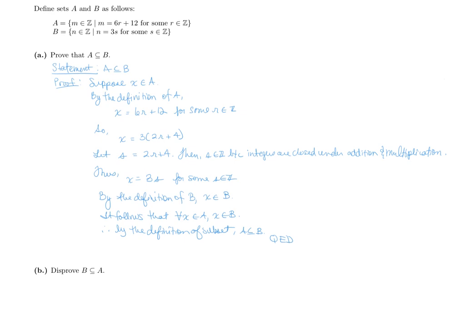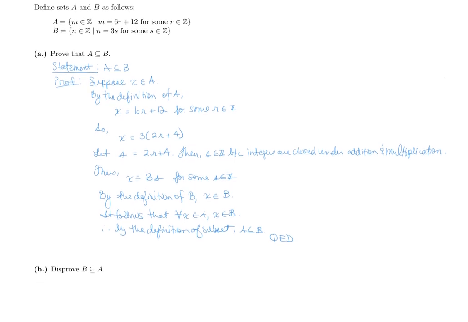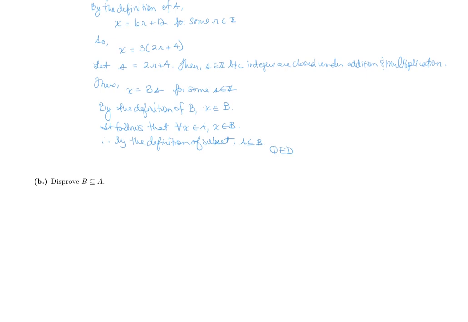In fact, we can do a disproof for this one. We're going to disprove that B is a subset of A. So here we only need, remember, we only need one counterexample because we have a universal statement. So the example I'm going to use is: let x equal 3. Then x is an element in B because 3 equals 3 times 1, and 1 is an integer.